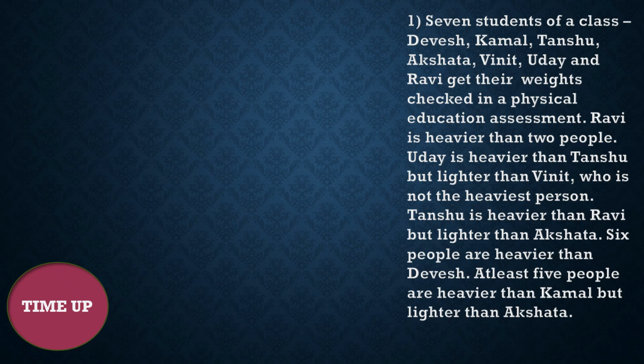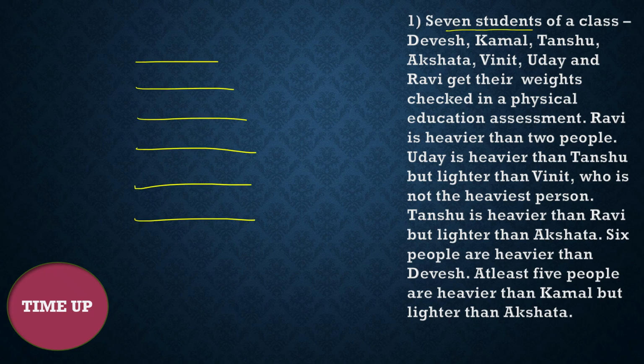What they have said, 7 students of a class. 7 students are there. 1, 2, 3, 4, 5, 6, 7. Divesh, Kamal, Tanshu, Akshata, Vinit, Uday and Ravi get their weights checked in a physical education assessment. Ravi is heavier than 2 people. If Ravi is heavier than 2 people, then Ravi will be placed here, correct? Because he is heavier than 2 people.